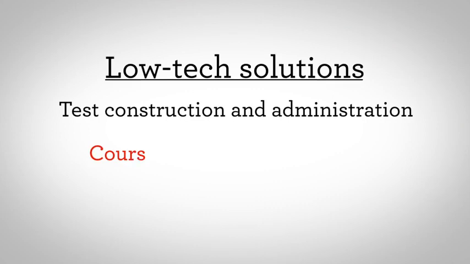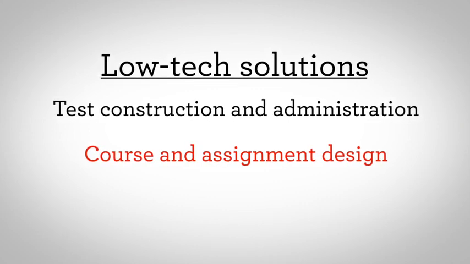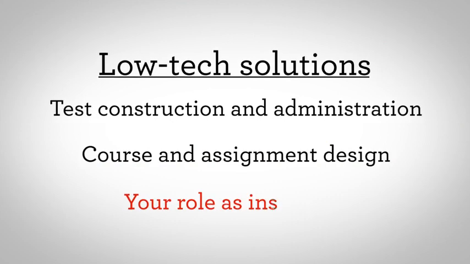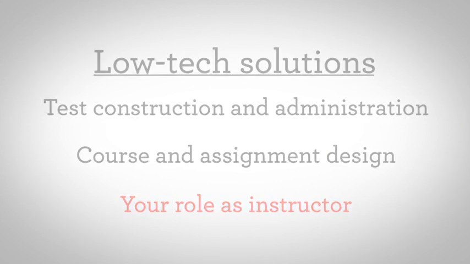Next is course and assignment design. There are things you can do at the course level and at the assignment level that can also help to reduce student cheating in your class. And lastly, the role that you play as the instructor, I think, is the most critical thing. How you design your class and the role you take in the class is one of the most critical factors that is going to influence whether students cheat in your class. So let's unpack each one of these.